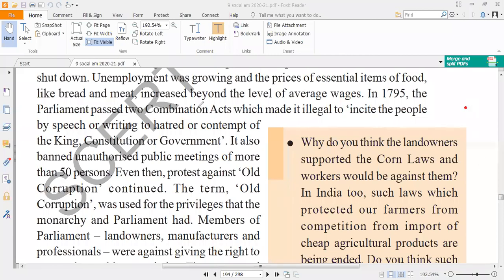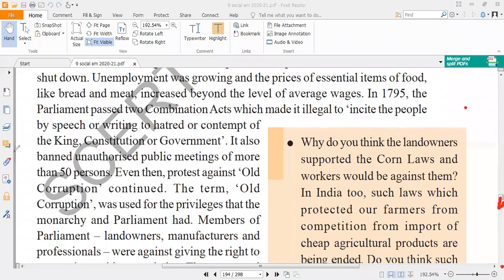So I told you, because of the Industrial Revolution, people were not having enough food. Unemployment started and the prices of essential food items increased. Bread was not available, so people started fighting for food. That's the situation they were facing. Then food riots started. Wherever there was food, they started collecting it.